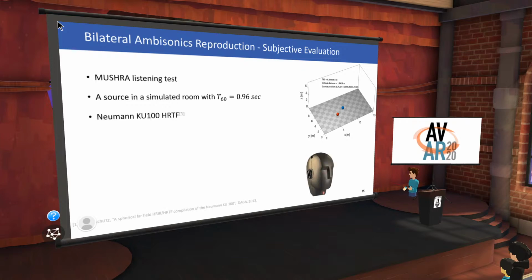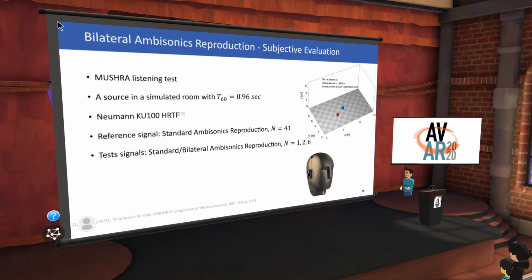For the HRTF, we used the Neumann KU100 HRTF. It's a measured HRTF around this mannequin head. As a reference signal, we used the standard ambisonics with a high order, N equals 41. And for test signals, we have the standard and bilateral ambisonics reproductions of order 1, 2, and 6. So in total, at each MUSHRA screen, we have 7 different signals: 6 test signals and 1 hidden reference. And we have 3 screens for 3 audio source signals: castanets, guitar, and a speech signal.